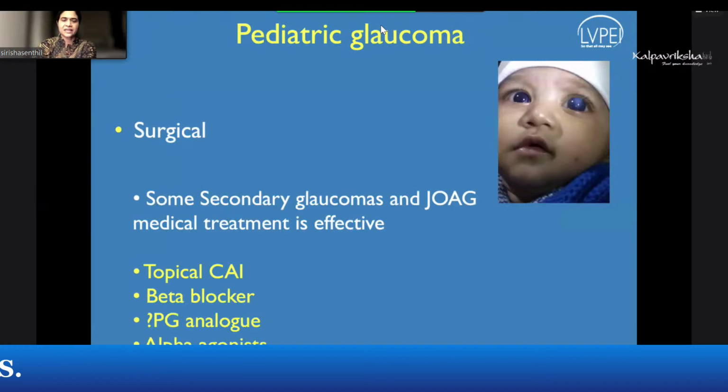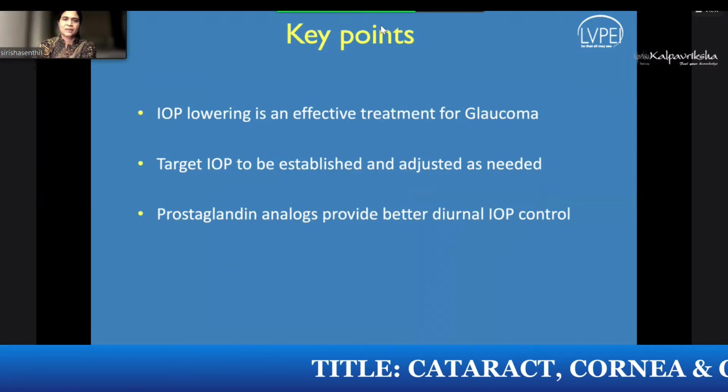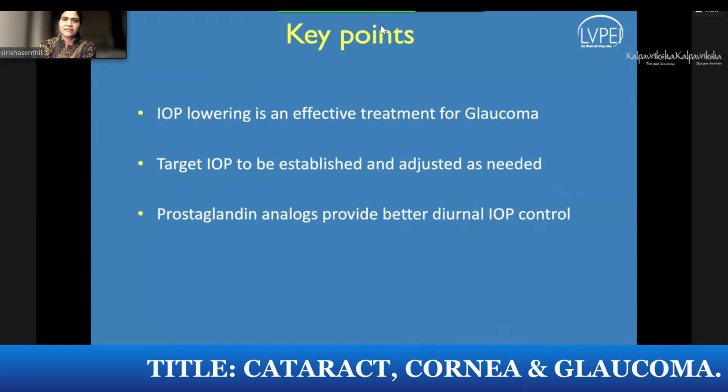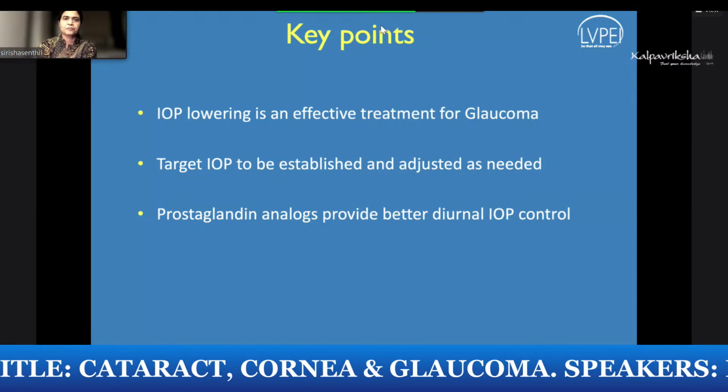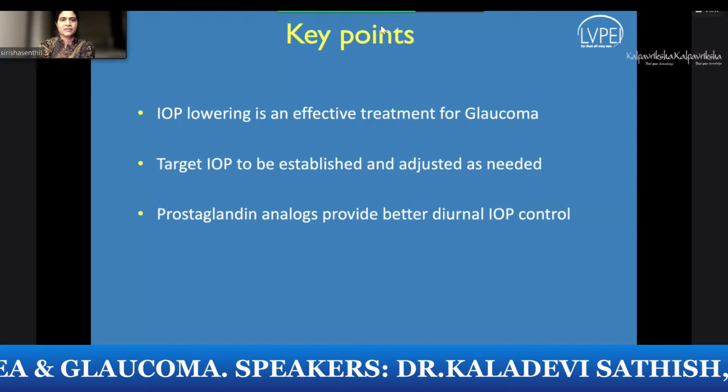In pediatric cases, we have to be careful about using alpha agonists and PG analogs. Topical CAIs and beta blockers are the commonly used ones. So to summarize, IOP lowering is definitely effective in the management of glaucoma. The different groups of medications that are available are something that one needs to be aware of.